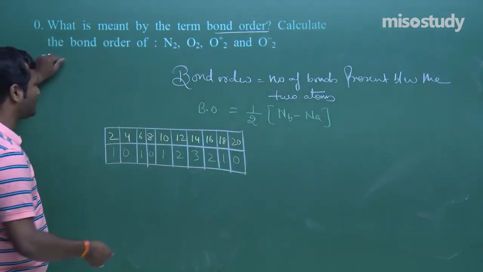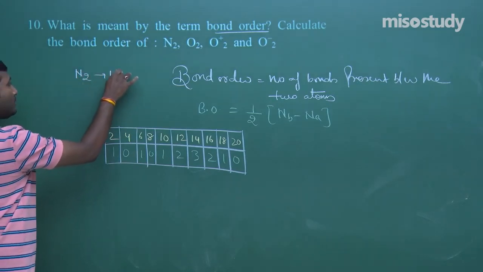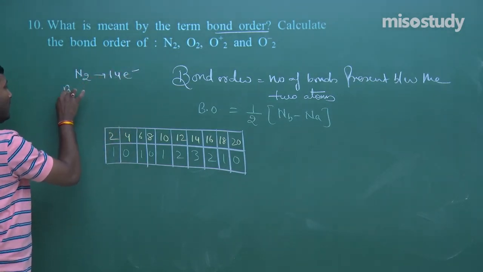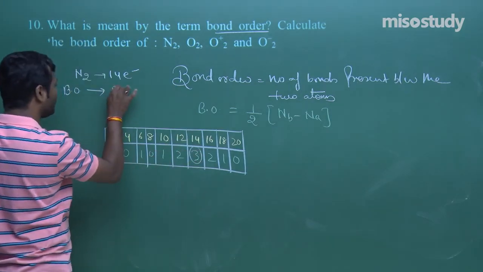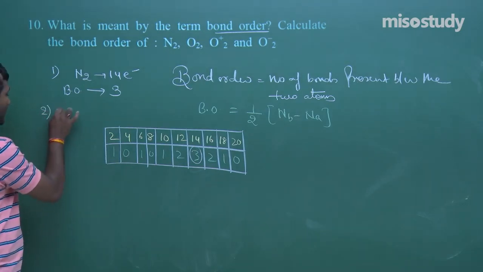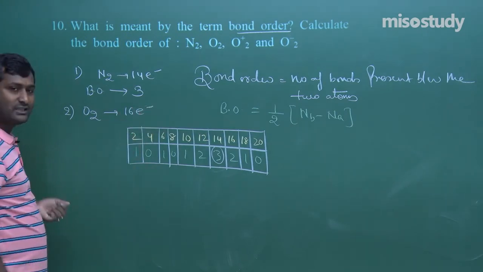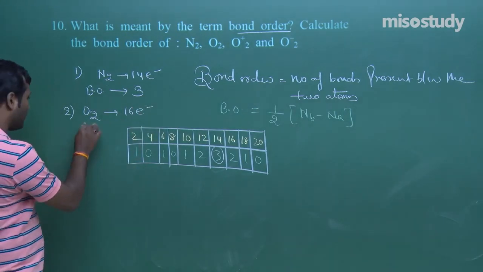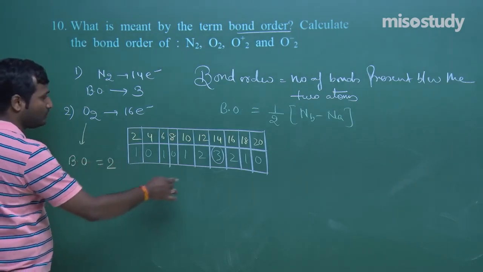Now how many electrons? N2. In N2 we know that the total number of electrons is 14. So the bond order, tell me, 14, below 14 there is 3. So the bond order is 3. Now O2, tell me in O2 the total number of electrons, my friend, that is 16. So tell me the bond order in this case. So the bond order in this case is equal to 2.